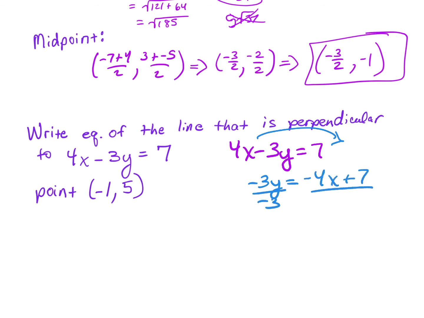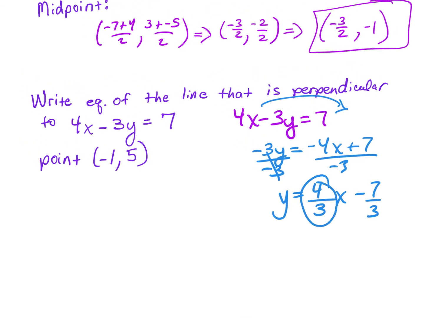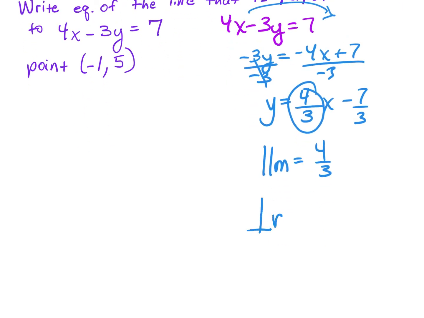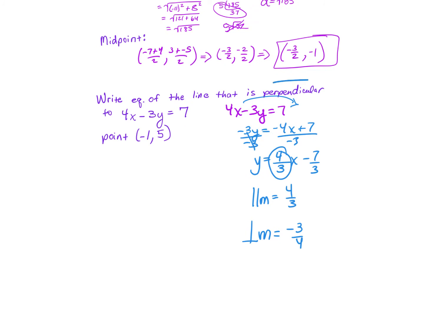Divide by negative 3, you guys are telling me. So I have y equals positive 4 over 3x minus 7 over 3. So what is my slope of this given line? 4 over 3. If I want a line that's parallel to that, I would use the slope 4 over 3. If I ask you for a perpendicular line, what would the slope that I would use be? Negative 3 over 4.